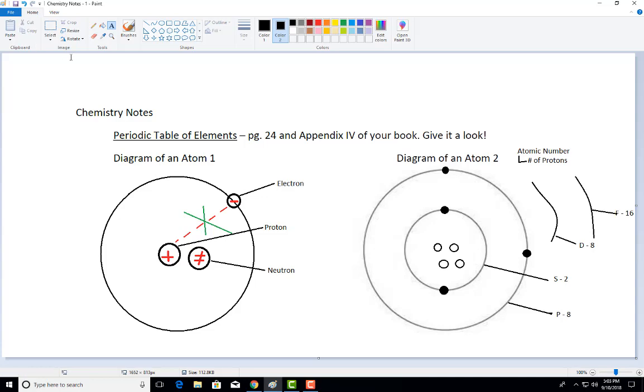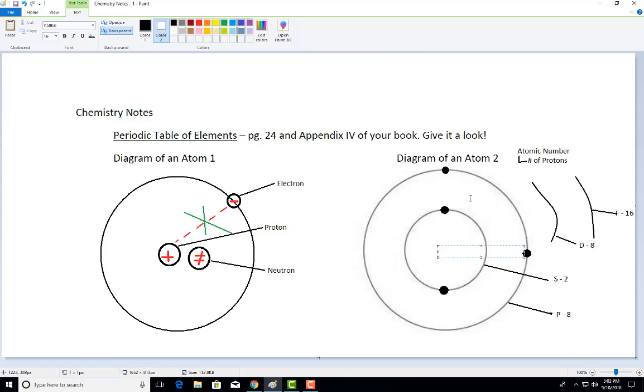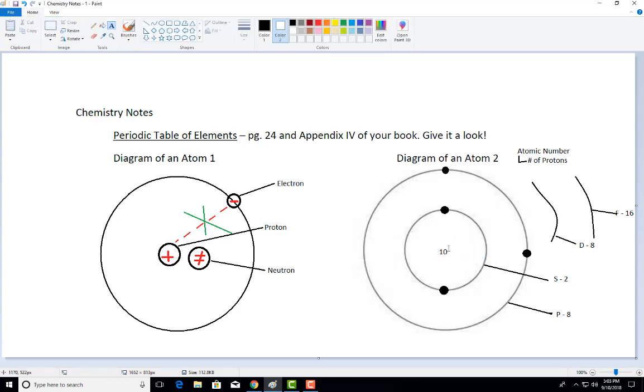So let's imagine that instead of having 4 on the inside, once again, gotta love paint and me. All right, I'm just going to put a number in here to represent the protons that we have. So let's put 10. So if there's 10 protons in the middle, how many electrons would it need? It would also need 10 positive charges, 10 negative charges to balance each other out.